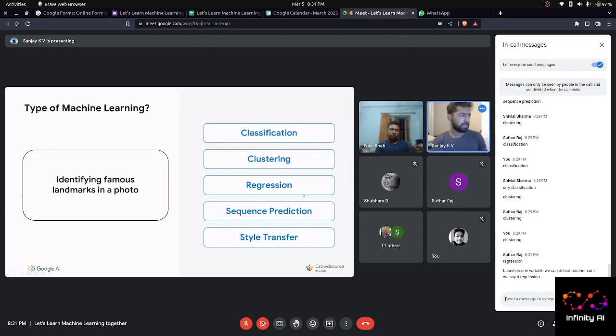Now this is the last or second last one. Identify famous landmarks in a photo. Definitely it's going to be classification because we are dealing with yes or no questions over here. And again, suggesting spelling correction. As you know, plus clustering. Yeah, you guys got it.